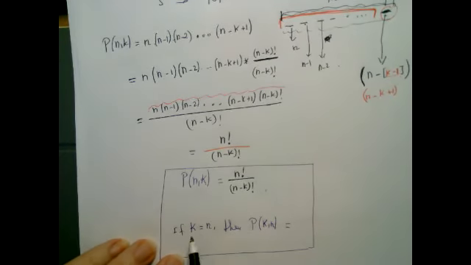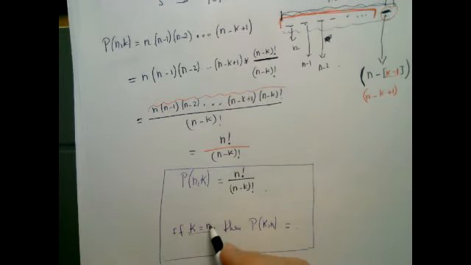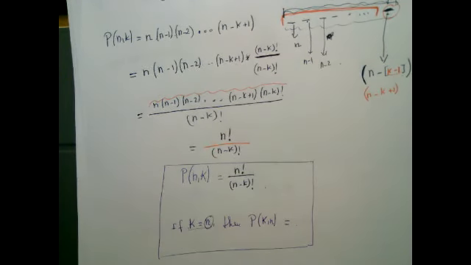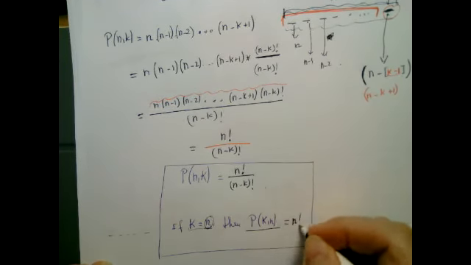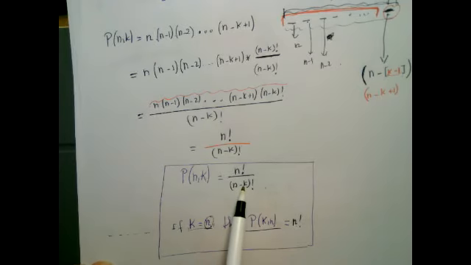And if k equals n, what does it mean? It means the length of my list is the same as the number of elements of the set. So basically I am ordering all the elements of the set, doing the permutation of all the elements. In this case it will be n factorial, because if k equals n, it's n factorial over 0 factorial, but 0 factorial is 1, which gives me n factorial.